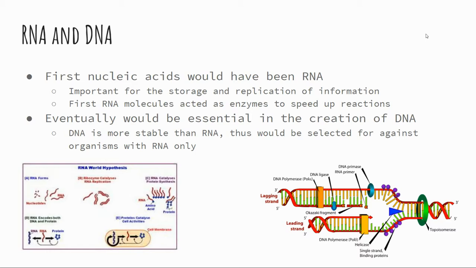So the first nucleic acids, of course, would be RNA, and we've learned up to this point that RNA is a little bit more simple than DNA, mainly because it's a half strand. RNA is important for the storage and replication of information, easy to replicate, easy to store. First RNA molecules acted as enzymes to speed up reactions. Eventually would be essential in the creation of DNA, and then of course DNA is more stable than RNA, thus would be selected for against organisms with RNA only. So organisms with only RNA would have a harder time surviving as the Earth began to change.